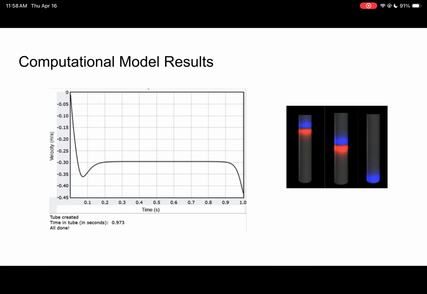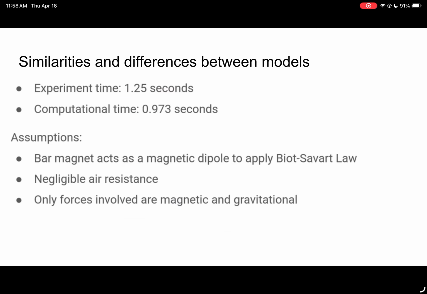So there are some similarities and differences. Obviously, the times are different. The experiment was longer than the computational time. The assumptions we made were treating the bar magnet as a magnetic dipole in the law, and we also neglect air resistance. In the experimental model, the only forces involved are magnetic and gravitational, which is the same for the computational, but for the experimental model that is not necessarily true, which we'll discuss in the error portion.